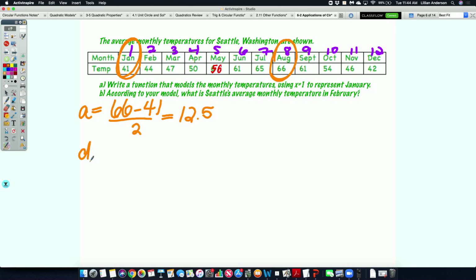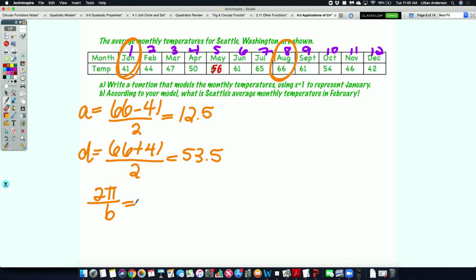Now let's find D, because you might as well find both pieces since it's the same number. You just got to change the signs. So 66 plus 41 divided by 2. 53.5. Okay, we're halfway done to write the equation. What should I find next? B. That's the formula 2 pi over B. That should equal what concept? 2 pi over B is the formula for what? Period.